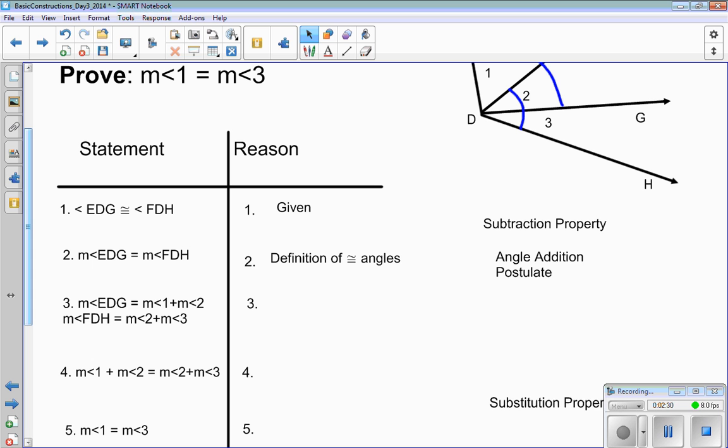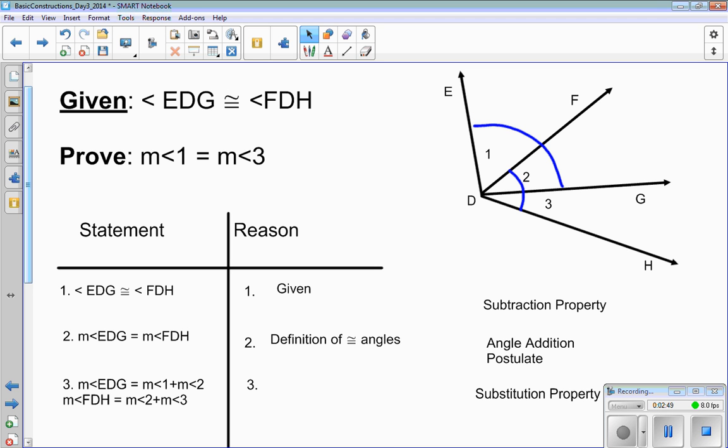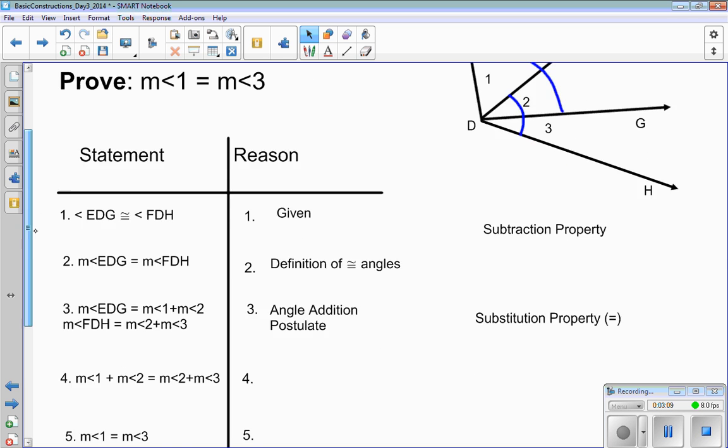So we have some different things to fill in for the last 3. Let's see if we can figure out what goes with what. How do you think about the justification or the reason for step 3? The measure of EDG. So let's look at what EDG is in our picture again. Here we go. EDG is just 1 plus 2. Would you agree with that? And then we also know that FDH is 2 plus 3. Are we good with that too? Which one of these reasons would justify that, do you think? What makes sense to you there? Angle addition. Very good. Okay, we're just showing that two things added together is the whole.